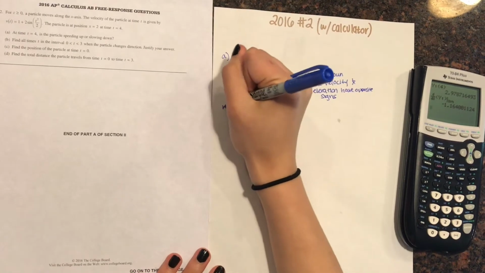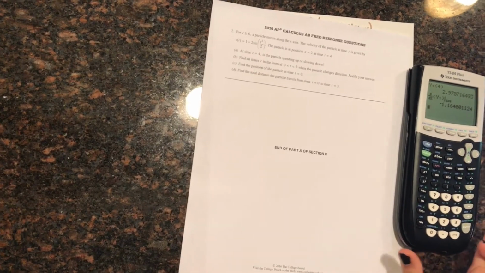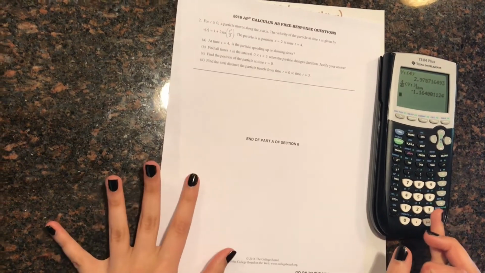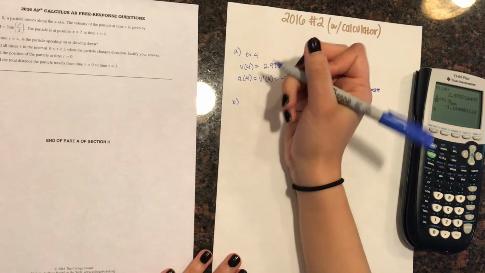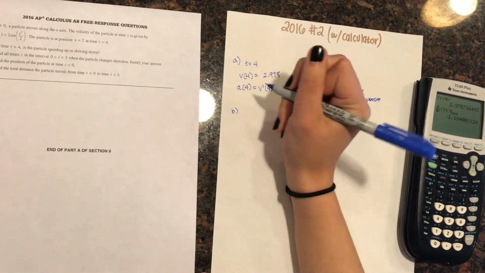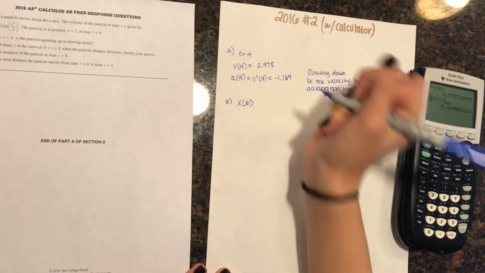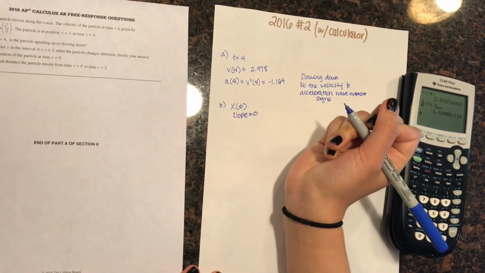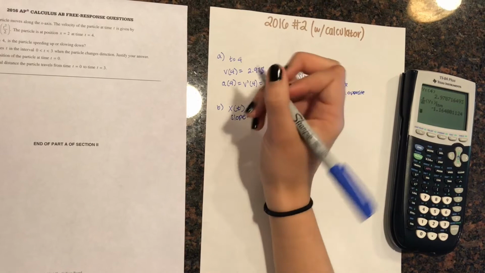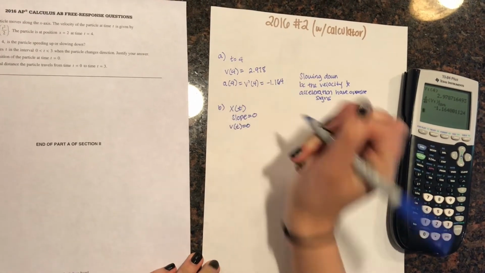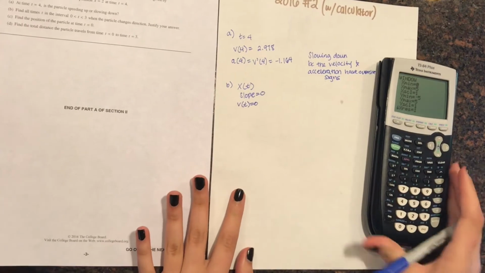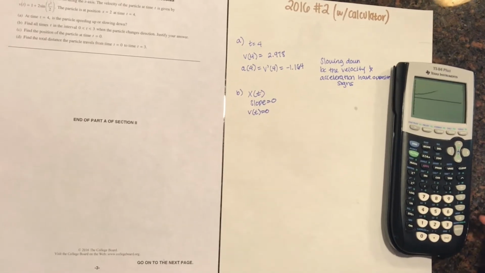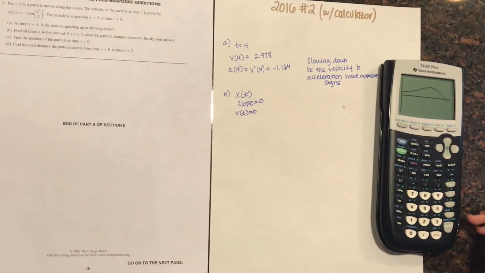So the second part is part B, which says to find all the times t in the interval 0 to 3 when the particle changes direction. To do that, you know that the particle changes direction when the slope of the position equation is 0. Because you have an equation for the derivative of the position of the particle, you're looking for whenever v of t equals 0. So on your calculator, you're going to set your window to 0 to 3 and graph it. And then you're going to look for any time that there is an x-intercept.